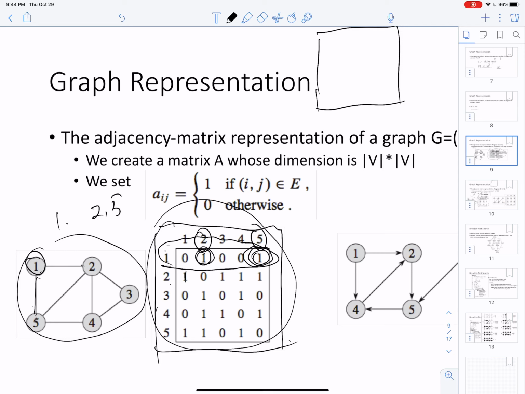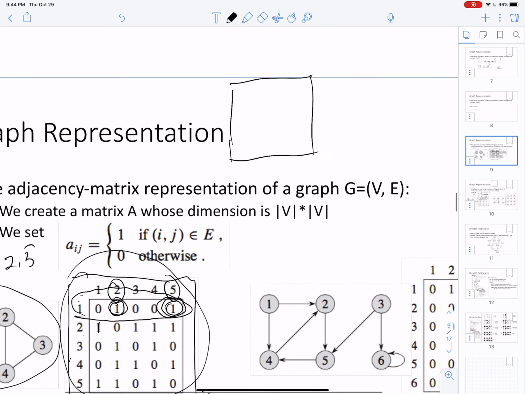This is the way for us to find neighbors for a certain node by using the adjacency matrix representation of a graph. And you are going to use that when you're doing your homework, okay?